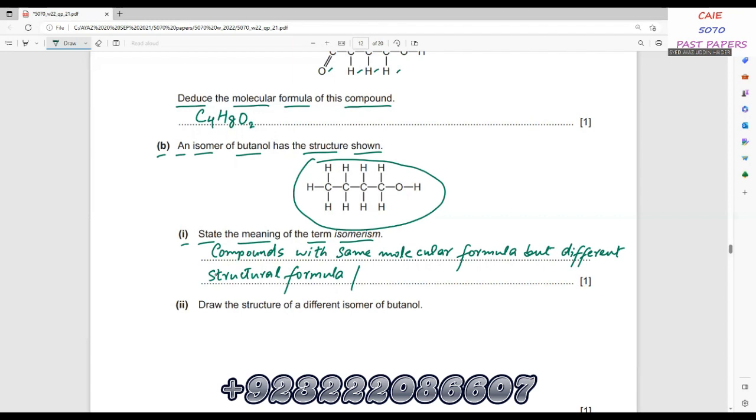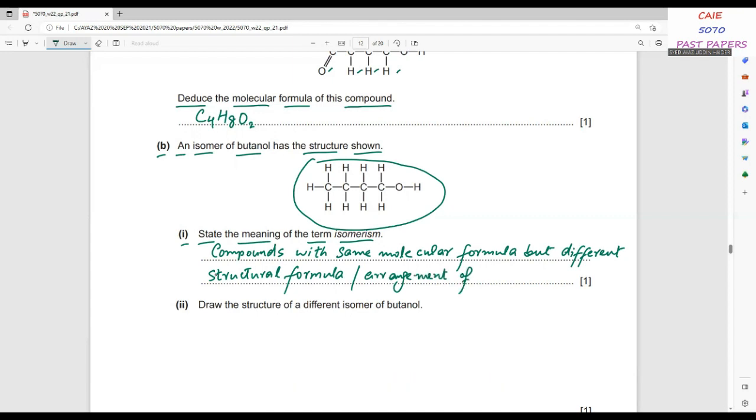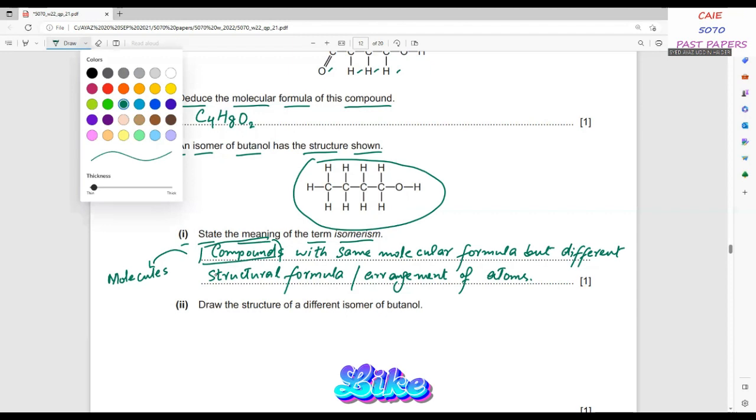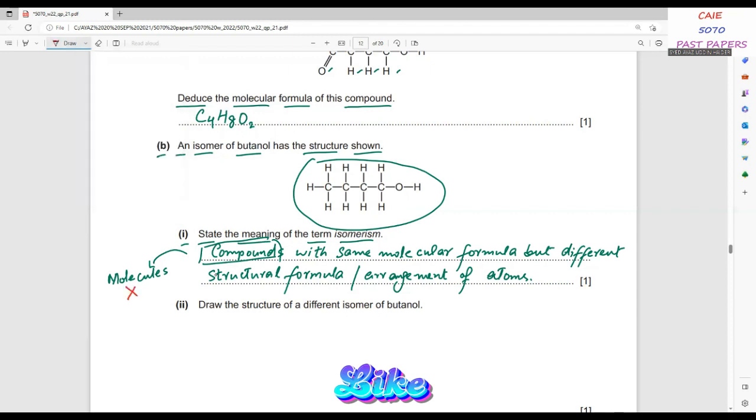You can even refer to the arrangement of atoms. Remember, you have to write compounds with the same molecular formula. Never write molecules. Although compounds are also molecules, molecules can also mean molecules of elements. So never write molecules.